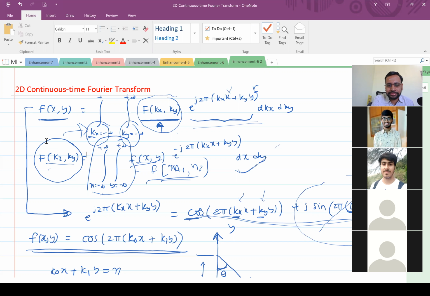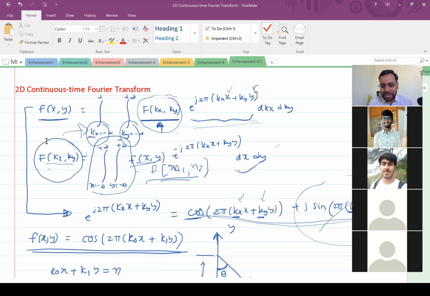Sir, while multiplying with the bed of nails, the frequency should be more than two, like 2 pi, to avoid aliasing. Yeah, you are still beating around the bush. It's not the right answer.